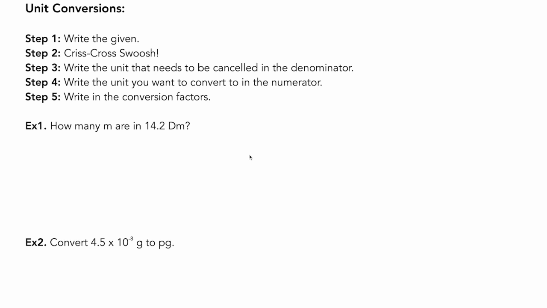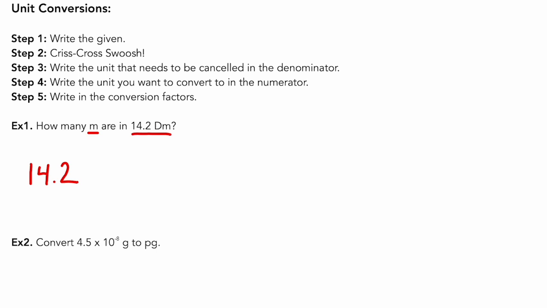So our first step in unit conversion is to write our given. For example 1, it says how many meters, so I'm wanting you to convert into meters, are in 14.2 decameters. So decameters is my given. So I'm going to start with 14.2 decameters is my given.